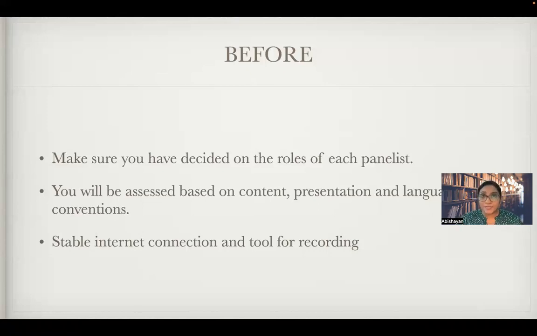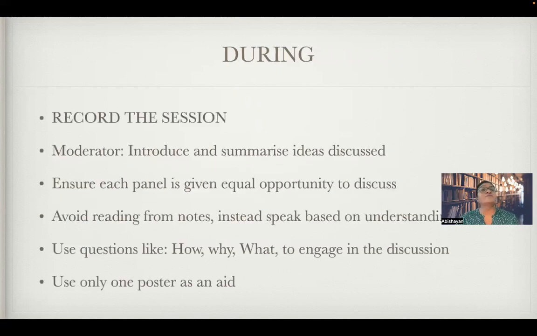That's completely up to you. But what you have to make sure of is that when you're presenting, you are recording your session. And during the session, again, don't forget to record it. This will be the evidence of submission later on.